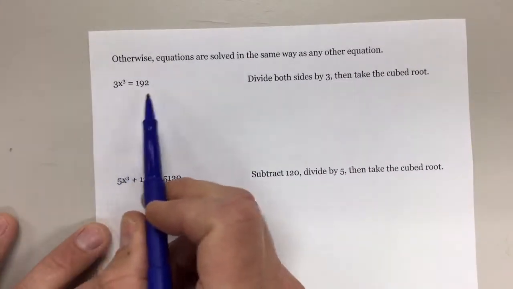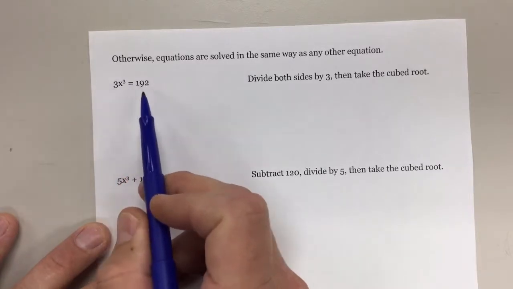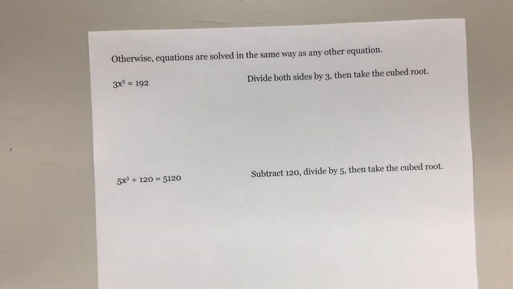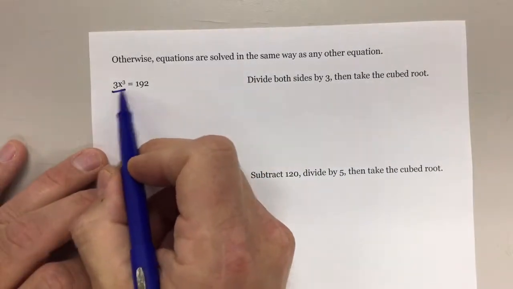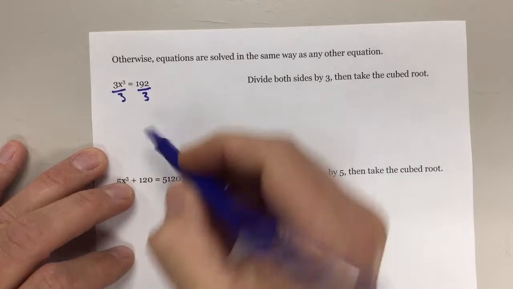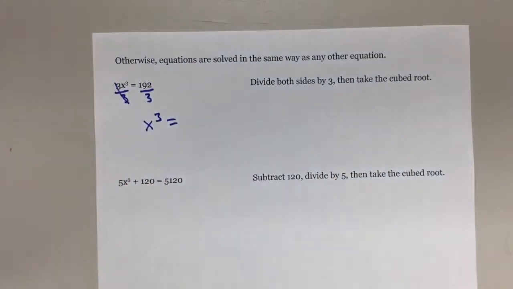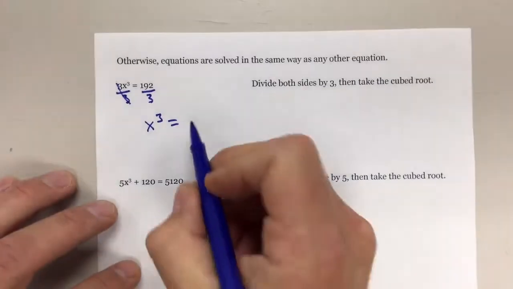Now, in this situation, you'll notice it says 3x cubed equals 192. So what we would do first is divide both sides by 3. That cancels out the 3, and I get x cubed equals, and on my calculator I would take 192 divided by 3, and I get 64.